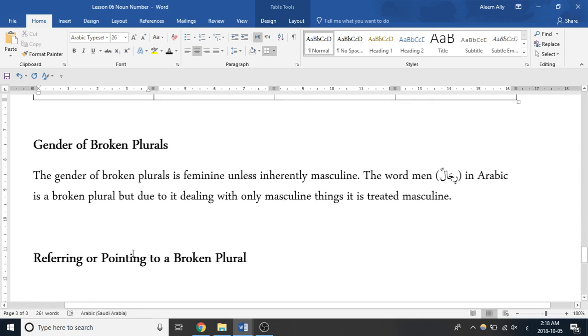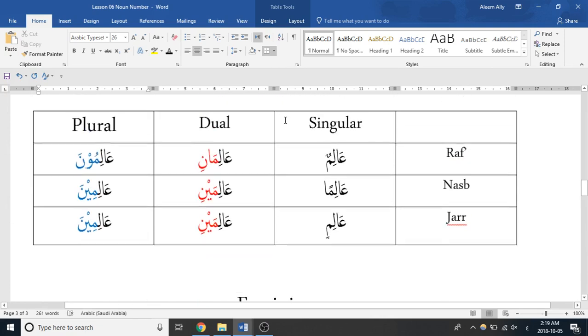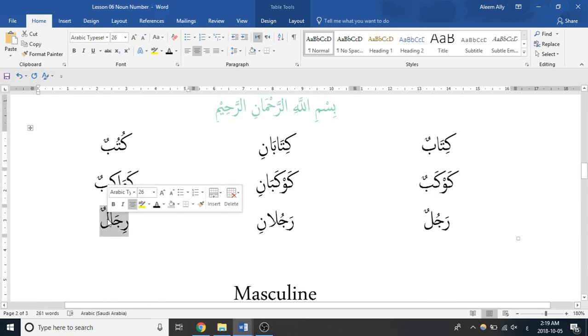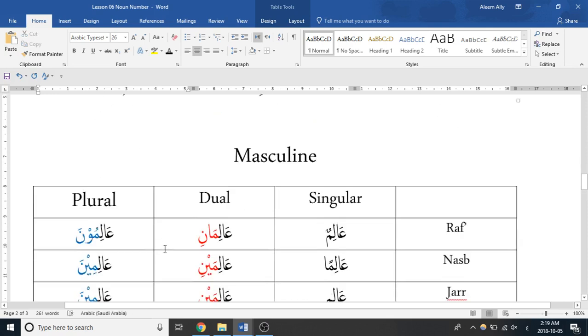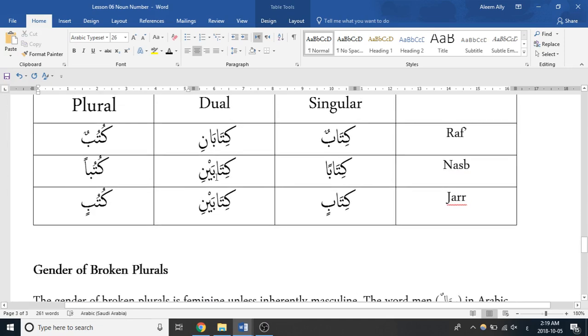Okay. One thing to keep in mind is that the gender of broken plurals are feminine. All of them are feminine except for ones that are inherently masculine. So words such as rajulun, when you get their broken pattern, it's rijalun. See, rijalun. That means men. It can't be treated feminine because it's inherently masculine. So it'll be treated masculine. Alright. But words such as kitab, right, that's feminine when you put that into its broken plural state. Kutub, feminine. And it will be treated like it's feminine.